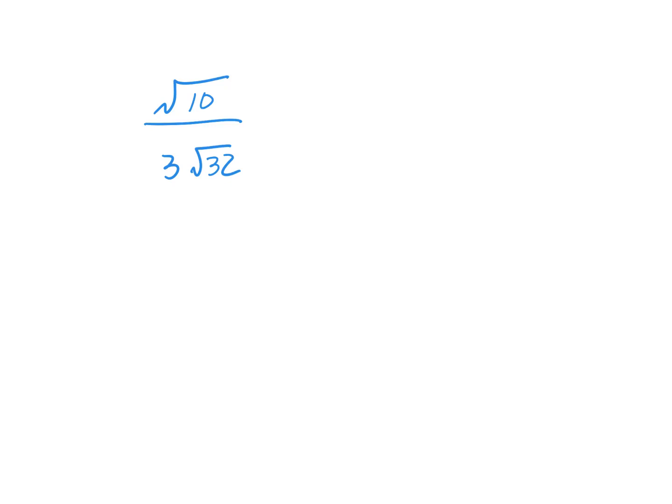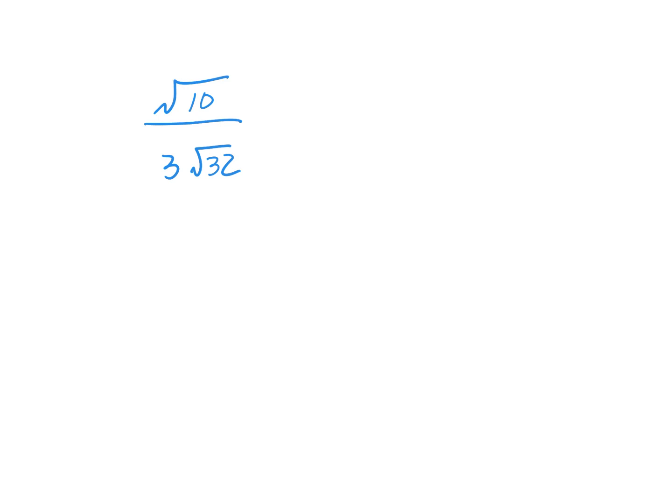One of the major rules in mathematics is that you don't leave a radical in the denominator. I call the denominator the basement all the time. I do upstairs and downstairs, okay? So that root 32 can't stay there.